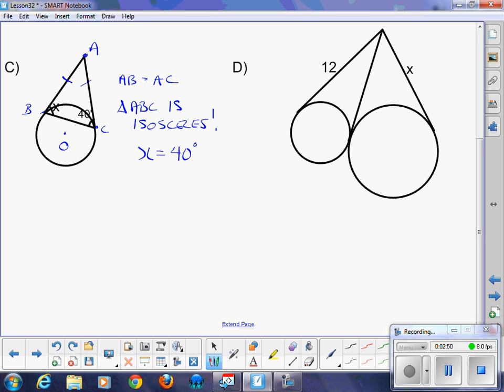So with D here, that is our only piece of information. So we have two circles that are tangent to each other with a tangent drawn through it. So AB and C. So how do we find x?